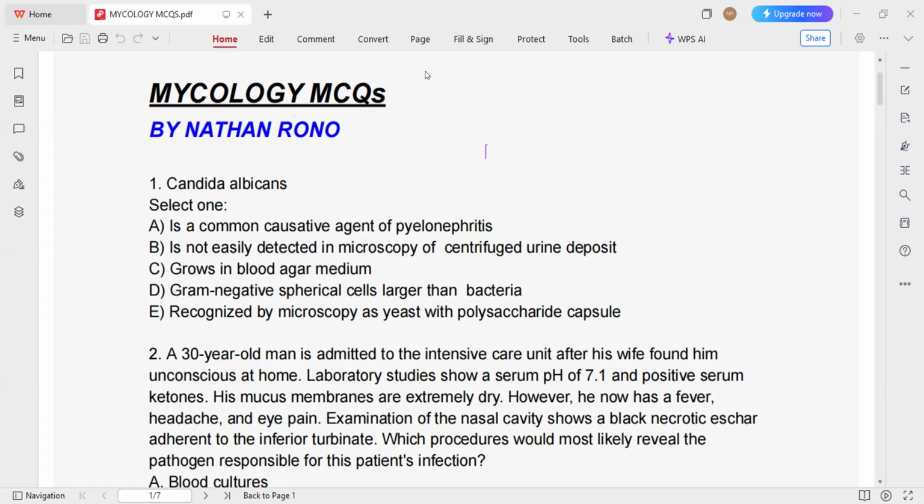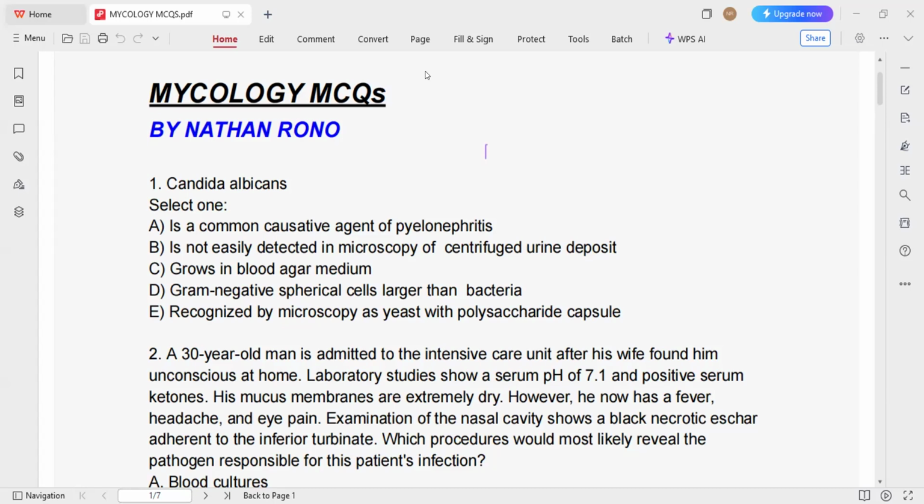Yes. What is the most common cause of pyelonephritis? The most common. Personally, I didn't come across any fungi which is a cause of pyelonephritis. Yeah, so the most common cause is bacteria. Yeah. Which bacteria?